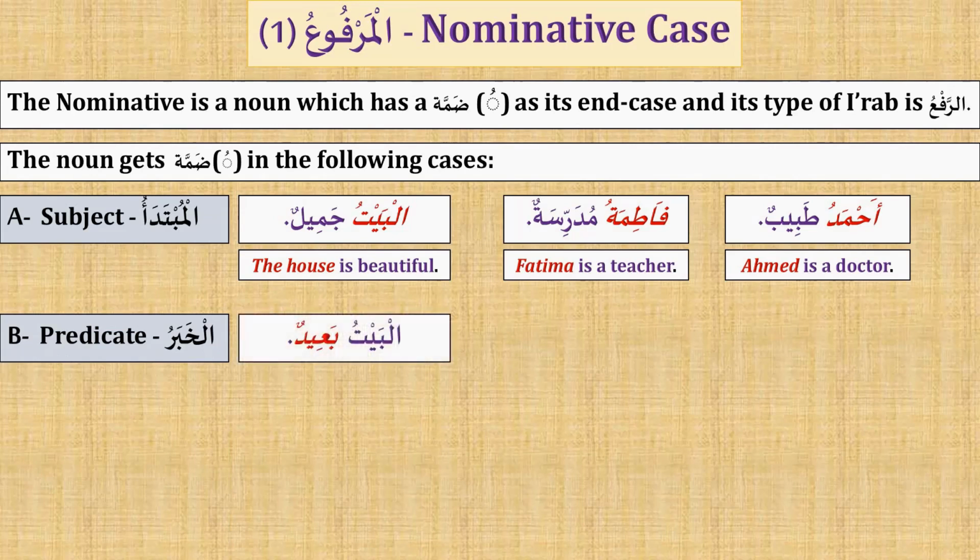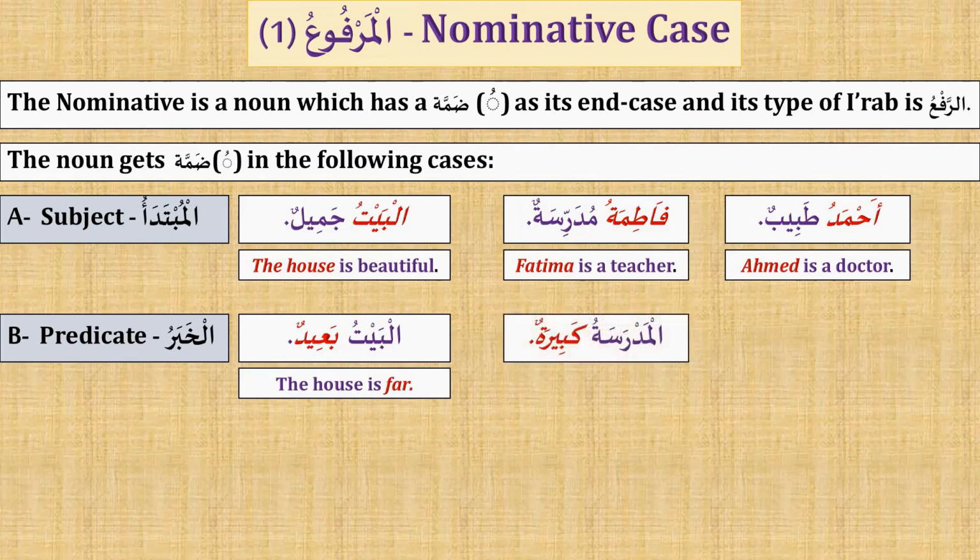The next one is al-khabar, predicate. Example, al-baytu ba'idun. The house is far. Now we take the last word in the sentence, which is khabar or predicate, and it gives information about the first noun, the first word, about the house. House is far. It must also end with dhamma.